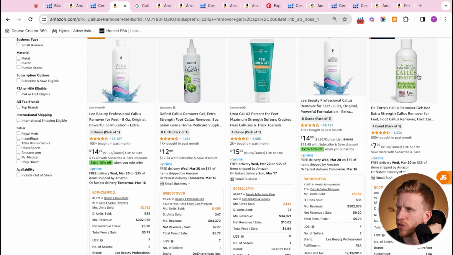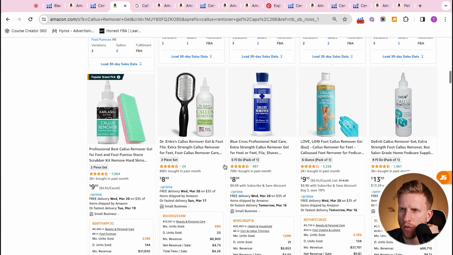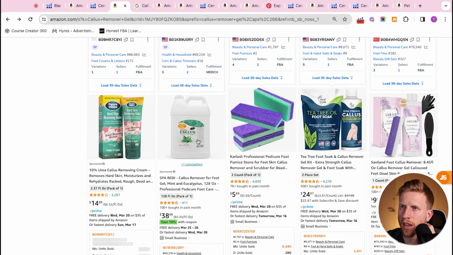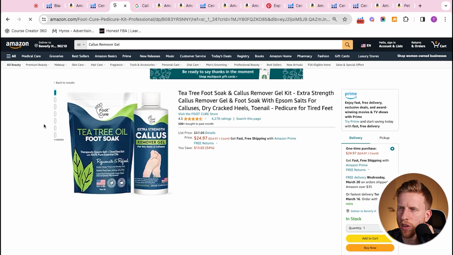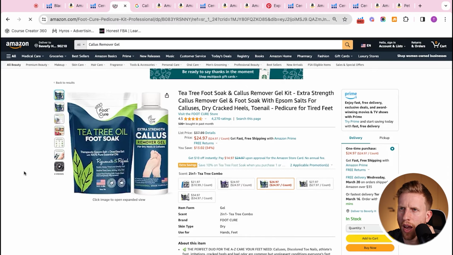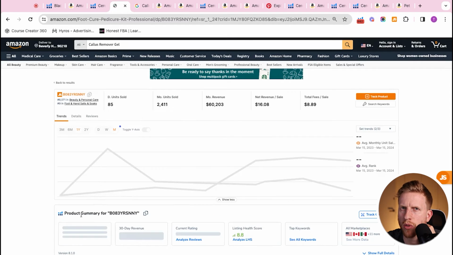Doctor whatever. So high reviews. It seems like people are bundling these things together, which is a bit weird. Because again, like I said, if somebody buys this product from you and they really like it, they're going to buy it month after month after month, which is great. Look at this one. This is interesting. Tea tree oil and callus remover. Look how they've combined those two things.